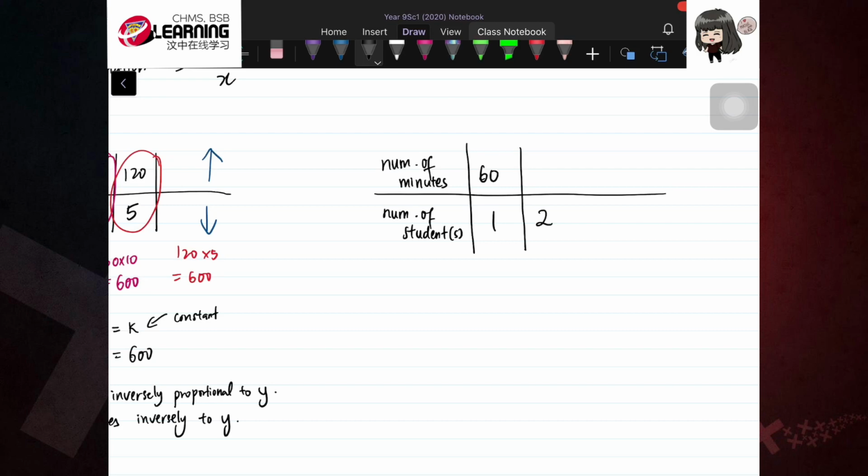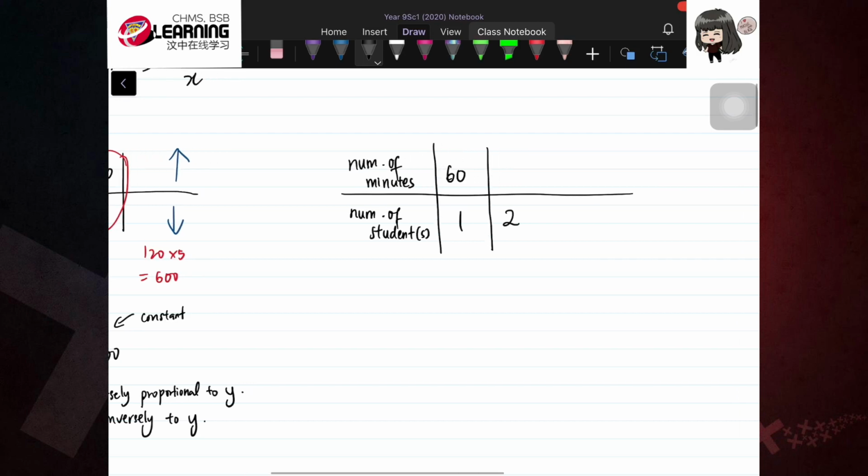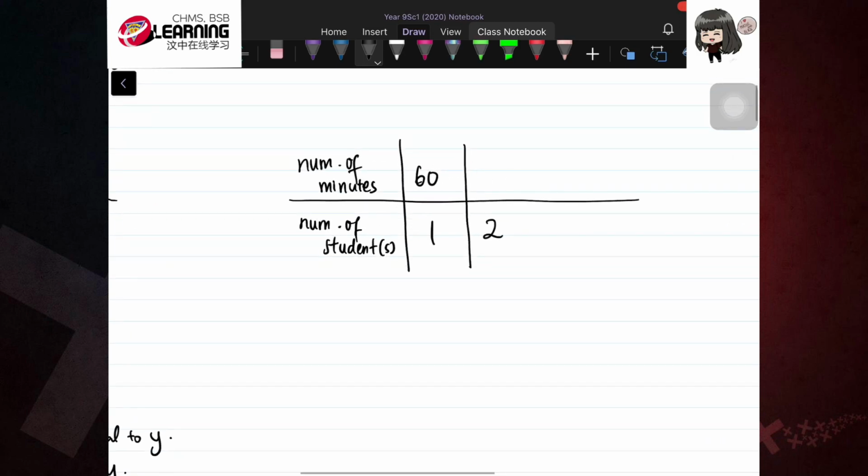Which one makes sense to you? If you have more students to help out to clean up the classroom, you have more people, so of course the time taken to clean up the classroom will decrease. It will become 30 minutes. So the more students to help out, the less time to clean up the classroom, right?